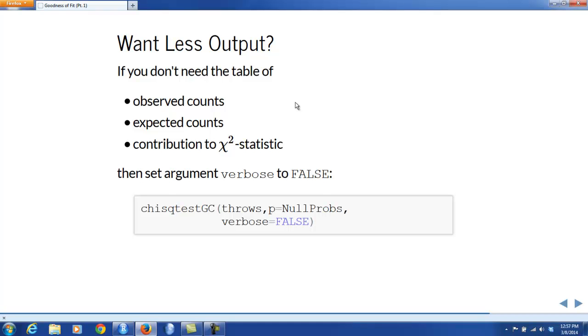If you would ever like that function to deliver less output, say you just need the p-value, and you don't need a table of observed and expected counts and contributions, then there's an argument called verbose, and you can simply set it to false, as in this code at the bottom.